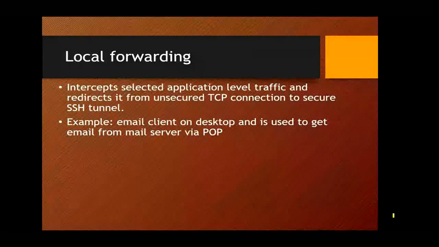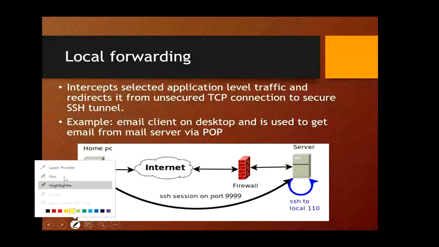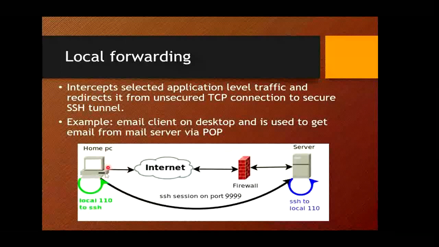Now let us see how we can try to secure this. Here is a diagram. You can see this is your home PC. This is the server. Here is a firewall. This is the local port 110 to the SSH. So first, the SSH client will set up a connection to the remote server. You can see this SSH client is trying to set up a connection to the remote server.